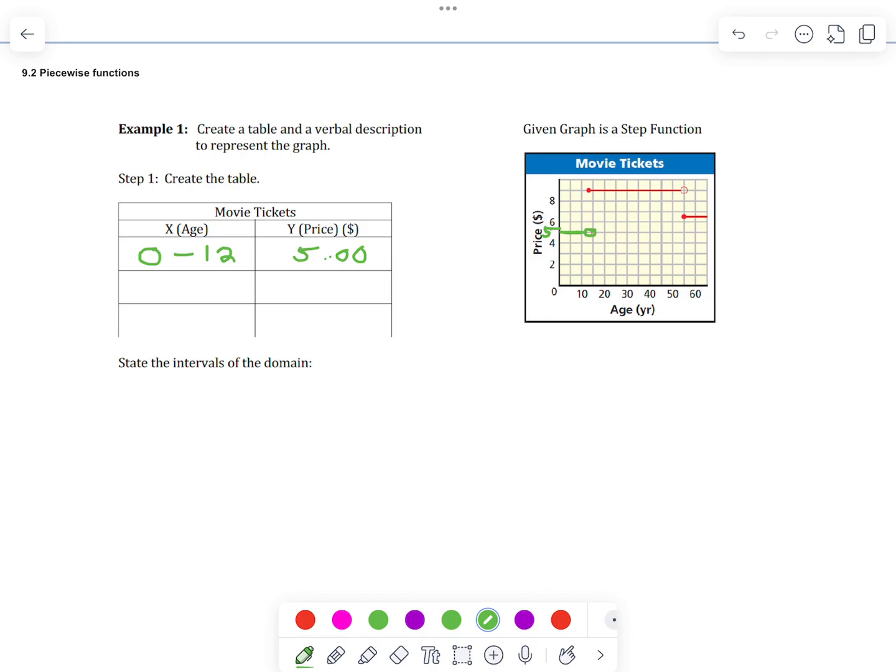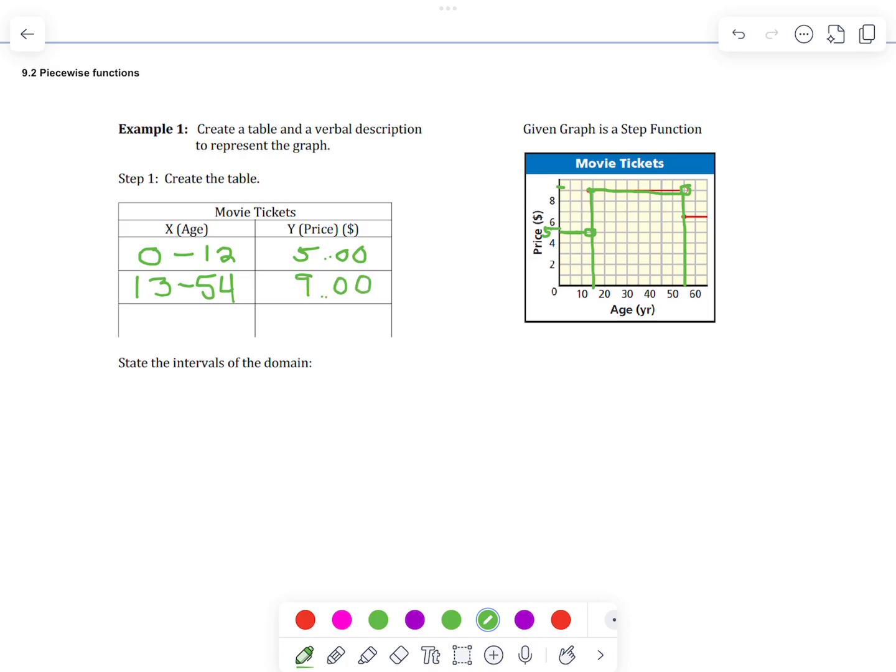Then it jumps up to the next horizontal piece at 12. So we go up to here, read that number, at 13 years, and then stops, we're kind of approximating here, 54 years. It's more of an approximation. I'm kind of approximating what I think that number is. And the cost is $9.